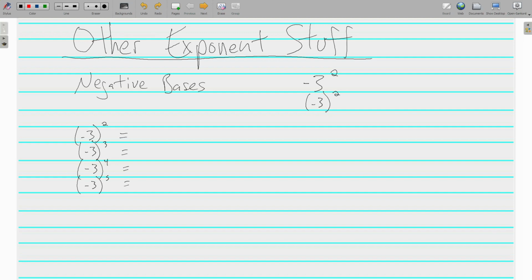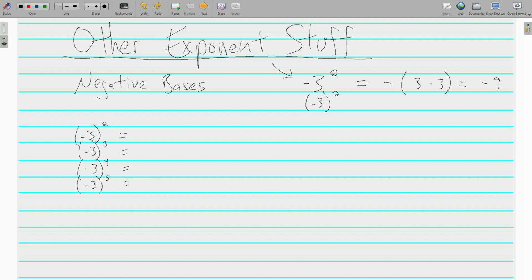Okay, first I'm looking right here. I want to talk about the difference between negative 3 squared and negative 3 squared. The order of operations tells us that we have to do exponents before any multiplying or dividing or adding and subtracting. So what this top one actually means is negative 3 times 3. Oops, 3 times 3, which is 9, and so this would be a negative 9.